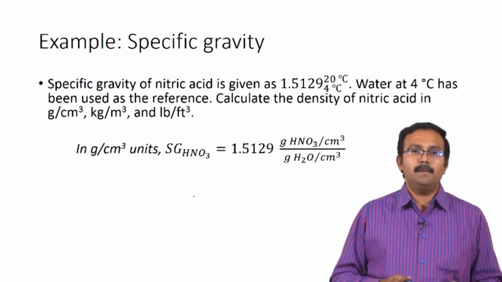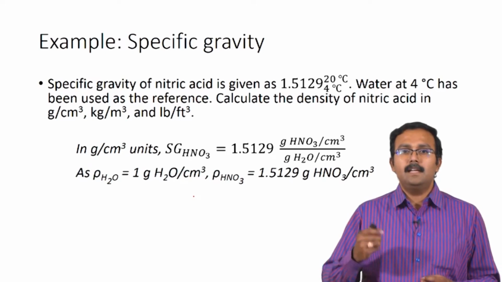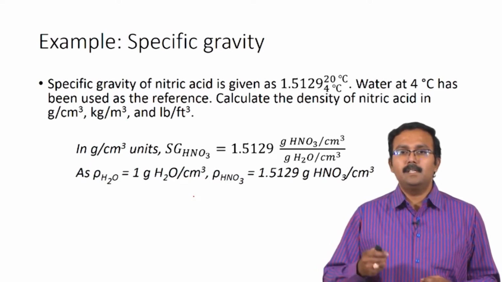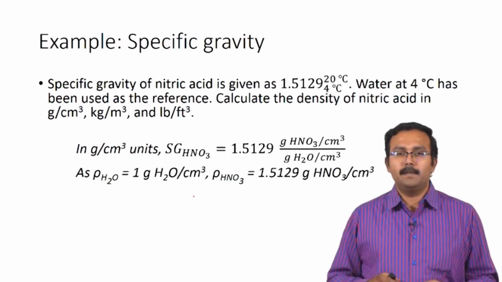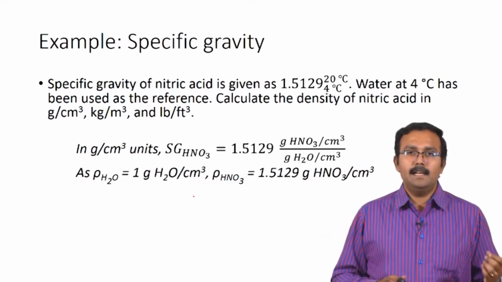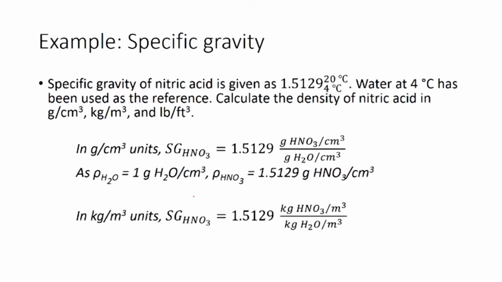So, when I multiply the density of water with this specific gravity, I would end up with the density of nitric acid, which is 1.5129 grams of nitric acid per centimeter cube. If I were to calculate the density in terms of kilograms per meter cube, then the specific gravity for nitric acid should be written as 1.5129 kilograms of nitric acid per meter cube divided by kilograms of water per meter cube.